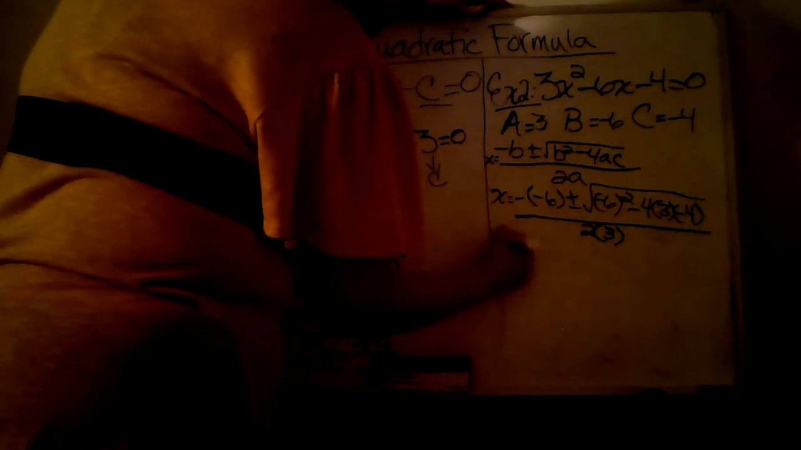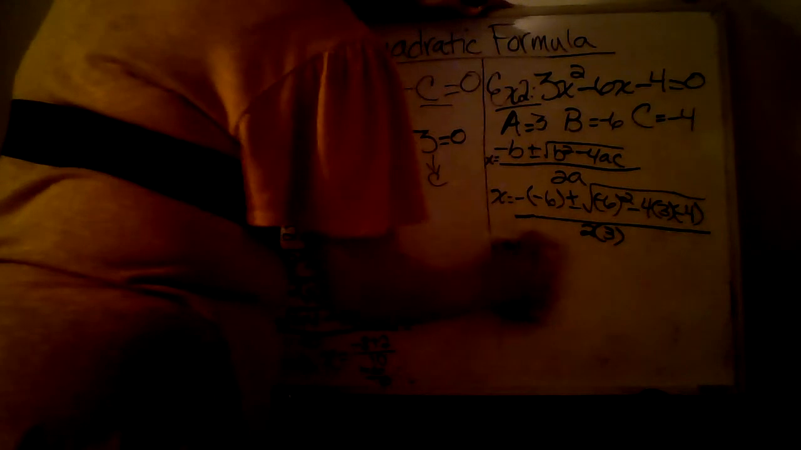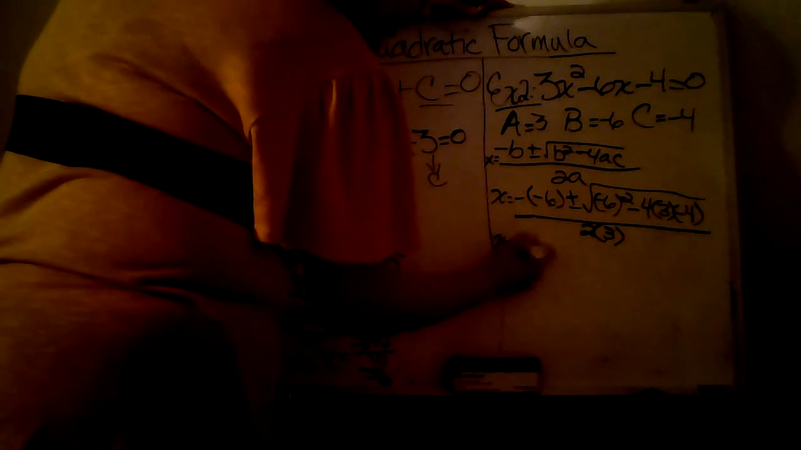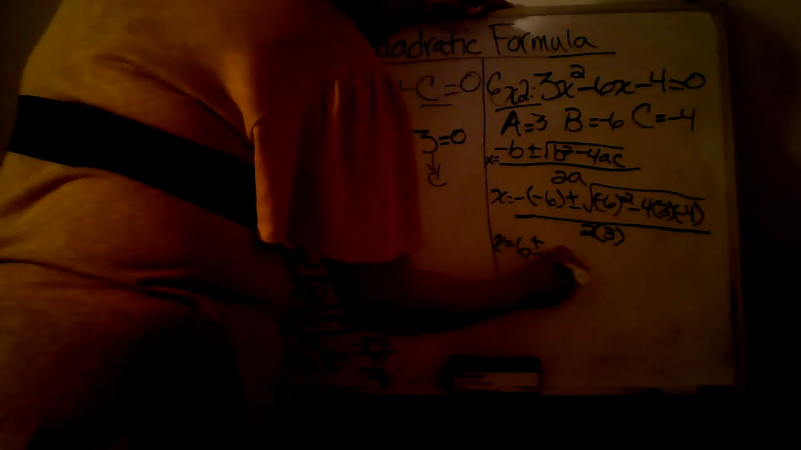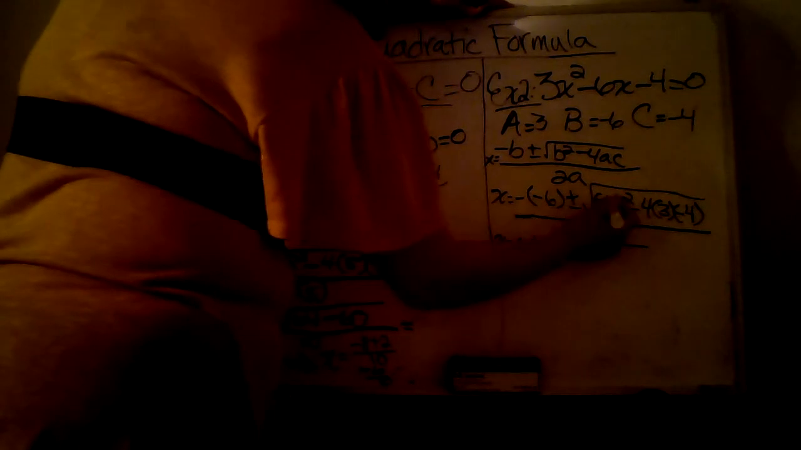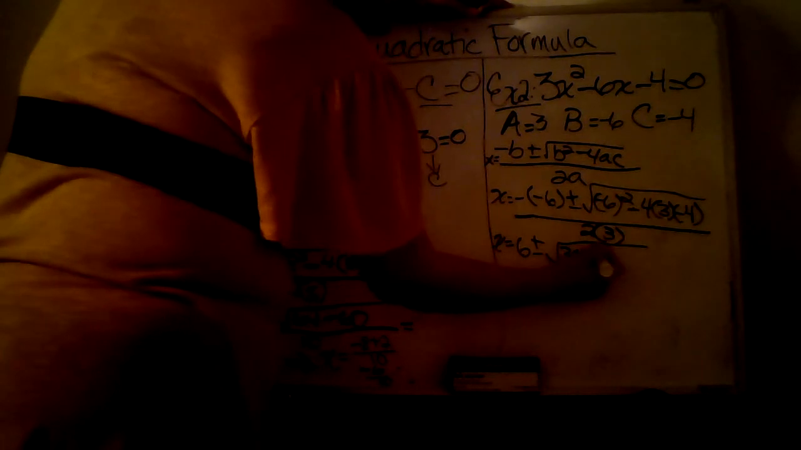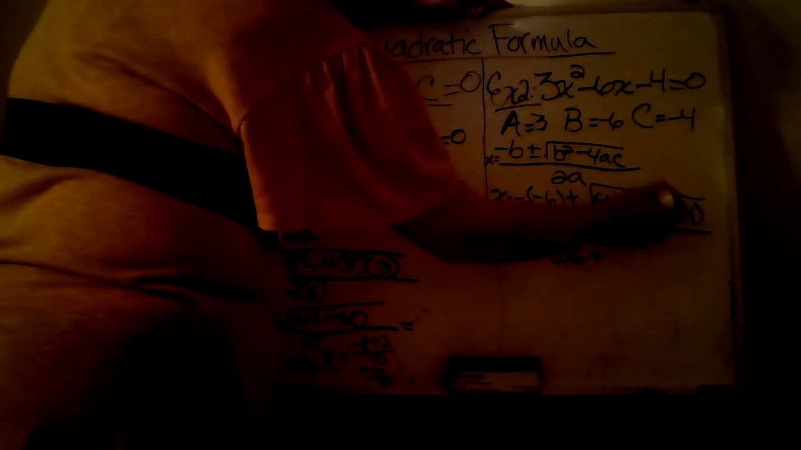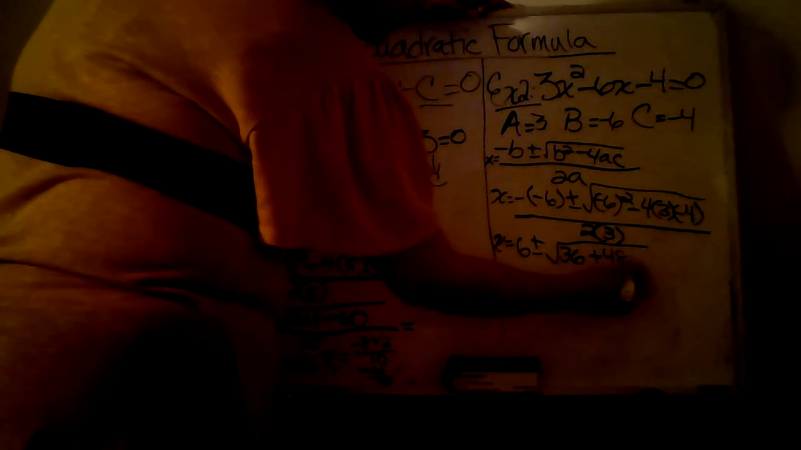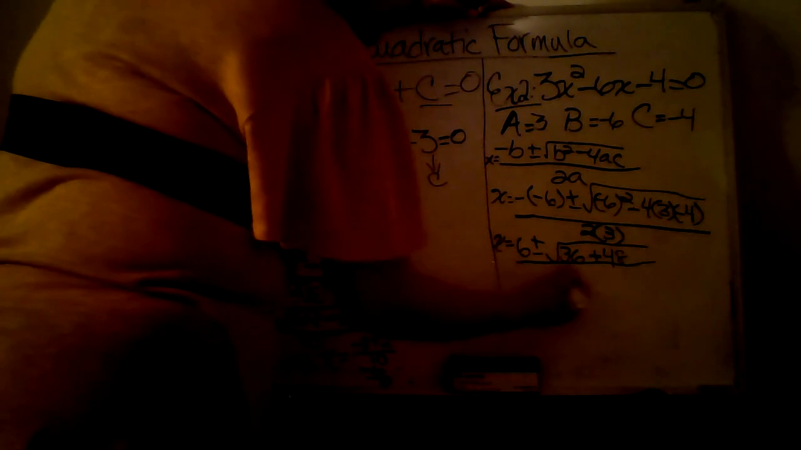So then we end up with negative negative 6, which in this case is just 6. So we're going to say 6 plus minus the square root of negative 6 times negative 6 is 36, minus, then we have negative and negative, that's positive. And then we have 12 times 4. 12 times 4 is 48. And then 3 times 2 is 6.